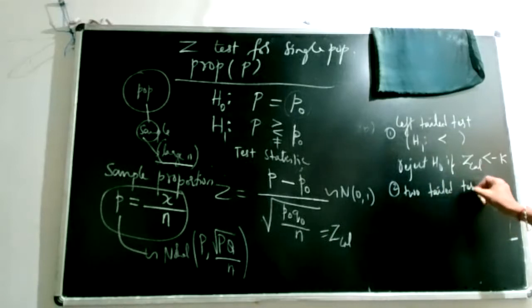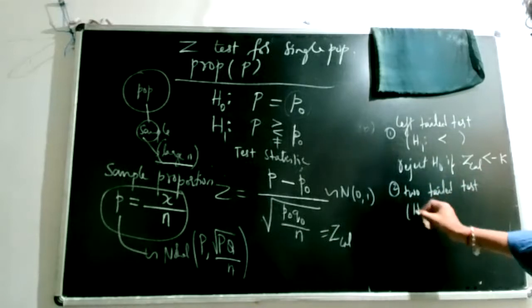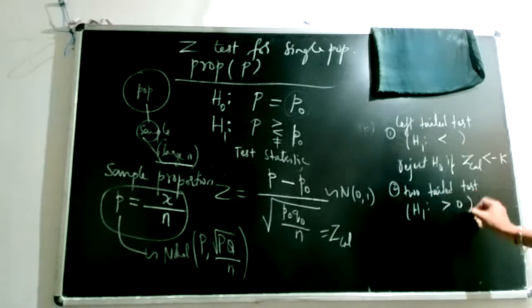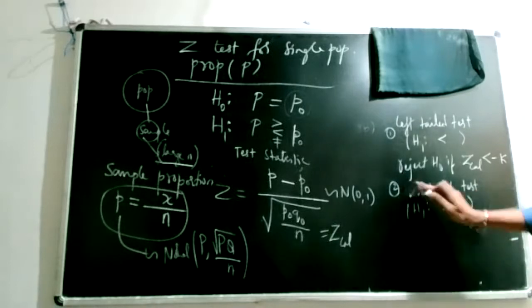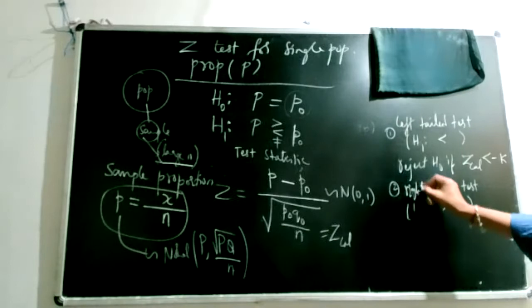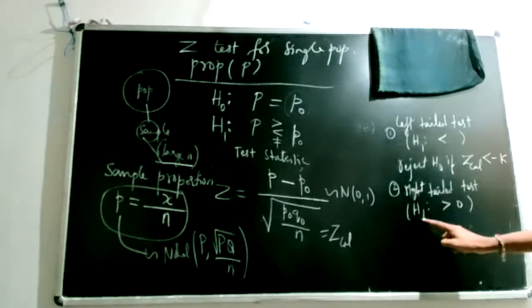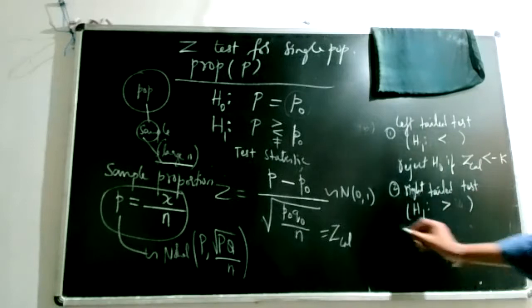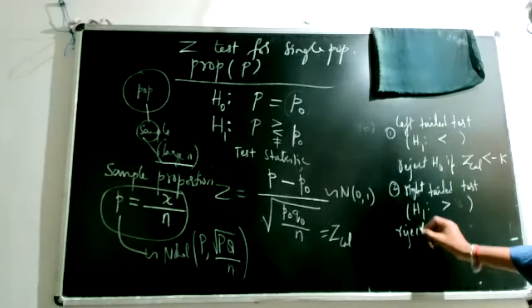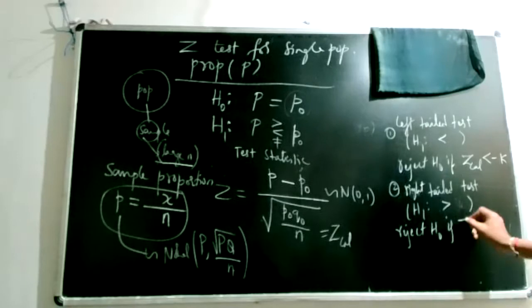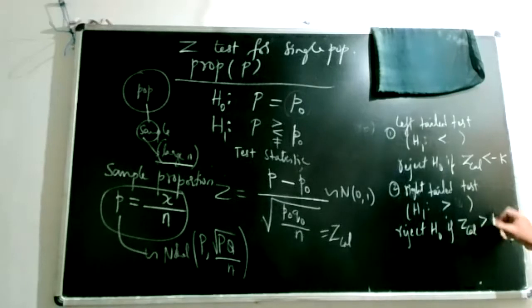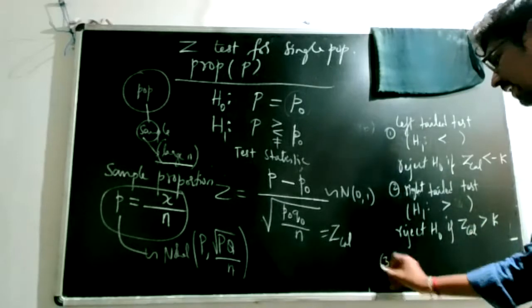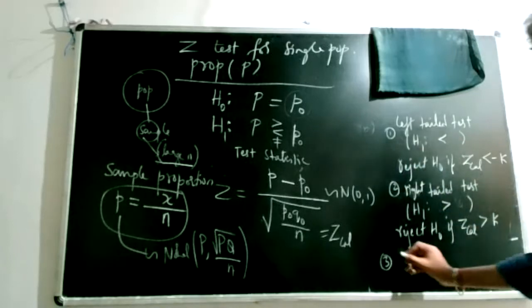Right tail test is the case when your alternative hypothesis is of the form greater than P naught. So in this case, we will reject H naught if Z cal is more than plus K, and we combine this for a two-tail test.